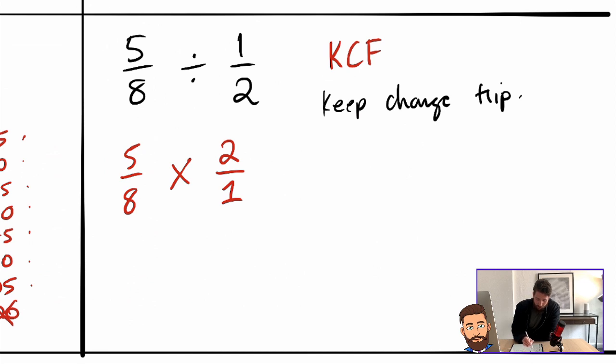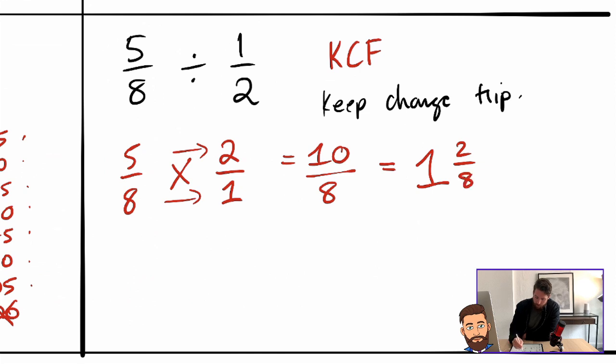Now it's easy, you just times across, so 5 times 2 is 10, 8 times 1 is 8. Again, top heavy, how many times does 8 go into 10 whole? 1 whole 1 with 2 8s left over. We're not quite done because we can simplify this. That would go to 1 whole 1 and 2 8s simplified to a quarter. So the answer, the most simplified version of that question would be 1 1/4.